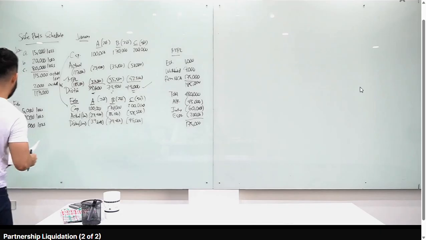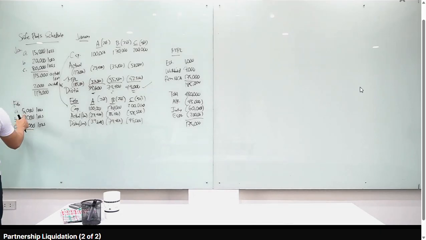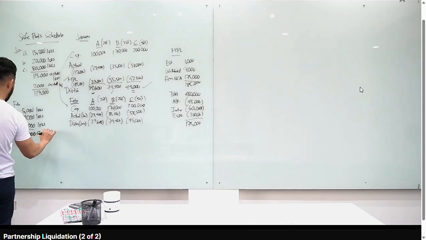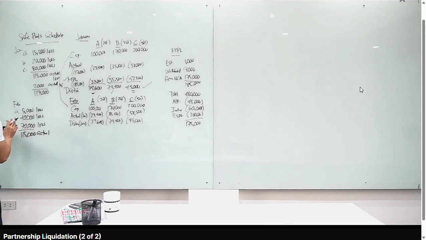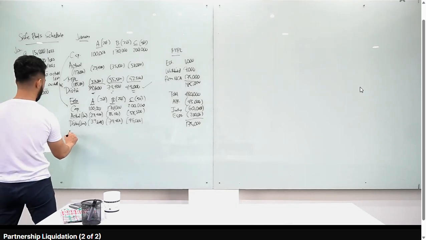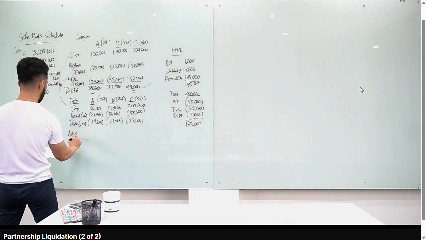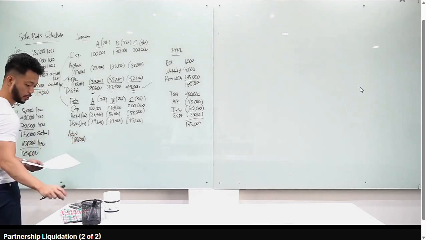So ibig sabihin, class, pwede natin ilagay ito. So 5,000, so 45 plus 70, that's 115,000. Tama? So 115. Okay. Total loss, actual loss. And then add na rin natin dyan, class, yung liquidation expense natin from letter D or 10,000 liquidation expenses. Okay, so that is 125,000. So allocate natin, class, yung actual loss and actual liquidation expenses amounting to 125,000 to the three partners.